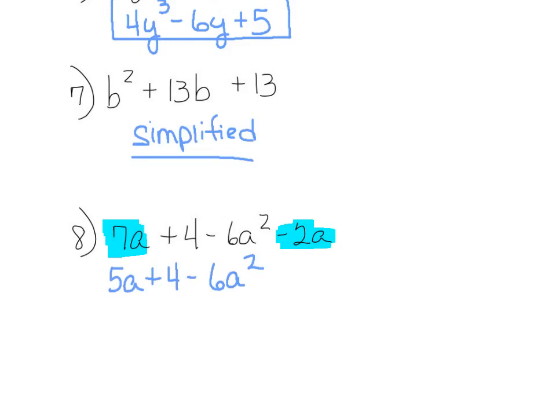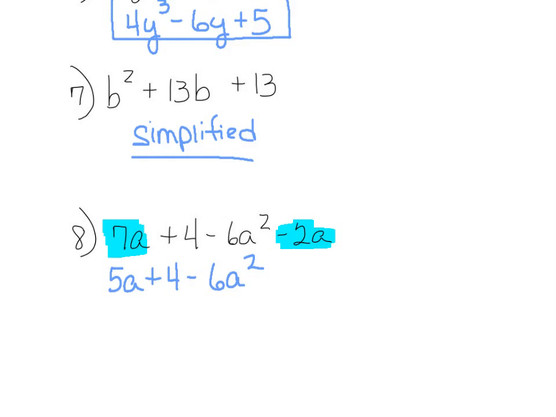All right, number 7 is already simplified. Notice that there are no like terms. B squared and 13b are not like terms again because they have different exponents on the variables. So those are not considered like terms. There's really nothing we can do to further simplify number 7.